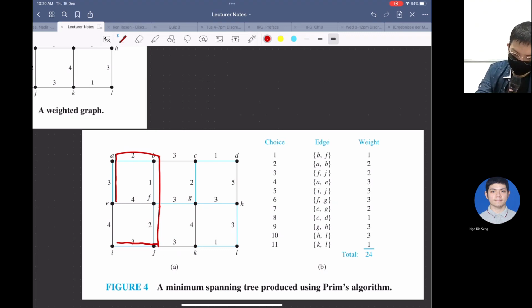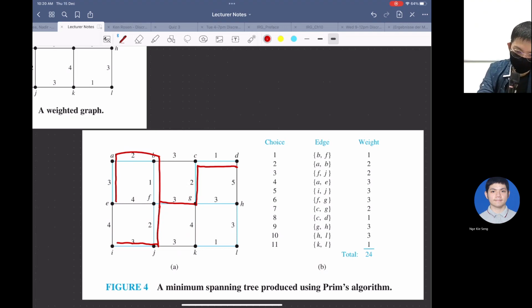And then you keep going on. Okay. So you pick FG because 1, 2, 3, all of them are 3. They put FG. Okay. And then next they pick CG. Why? Because you got 3, 2, 3, 4, 3. 4 is the lead, 2 is the least one. So you pick. Okay. Next, I think you should obviously pick 1 here.